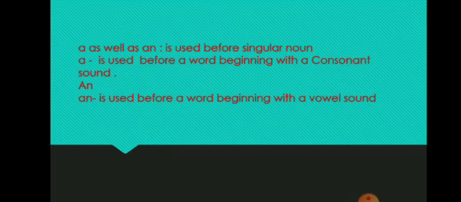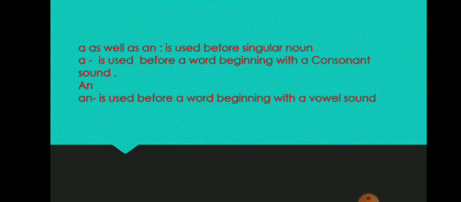Now we are talking about a and an, how to use a and an with a noun. Let's see, a as well as an is used before a singular noun. Don't forget, before a singular noun. Both the words a as well as an indicate singular things, singular objects. That's why a as well as an is used before a singular noun.